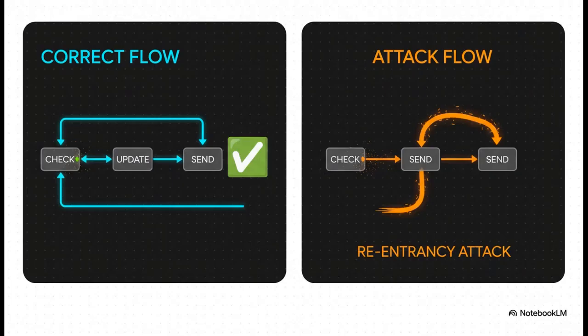And this just lays it all out perfectly. On the left, you've got the normal, happy path. But look at the right. This is the attack. Step 1, the vault checks the balance. Looks good. Step 2, it starts to send the ETH.